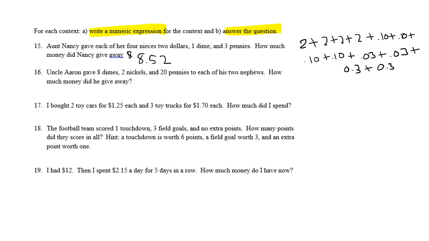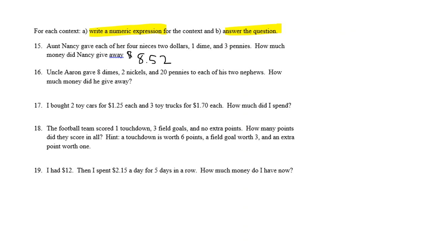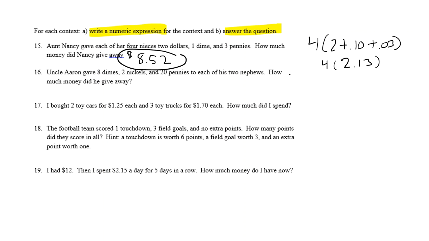Now, another way that you could write the math for this, I'm going to just go ahead and erase this really quickly. Okay, so another way that you could write the math is you could say there are 4 nieces, and each of them is getting $2, 1 dime, and 3 pennies, which is 3 cents. And then to do the math here, you're going to do what's in parentheses first, which would be $2.13. You would then times that by 4, and you end up getting $8.52. So either way, whatever expression you choose to write, the math comes up giving you the same answer.